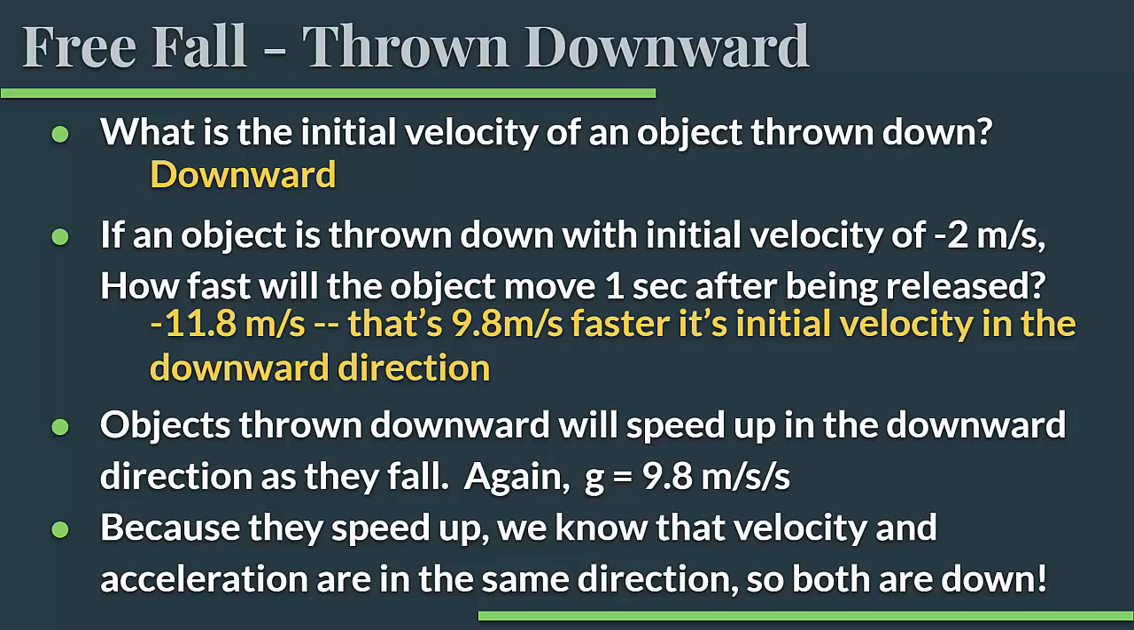Objects thrown downward will speed up in the downward direction as they fall. Again, g is 9.8 meters per second every second, and it's toward the Earth's surface, which is also downward. Because they speed up, we know that the velocity and acceleration are in the same direction, so both of them are down.